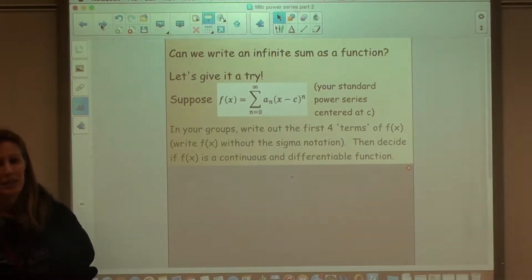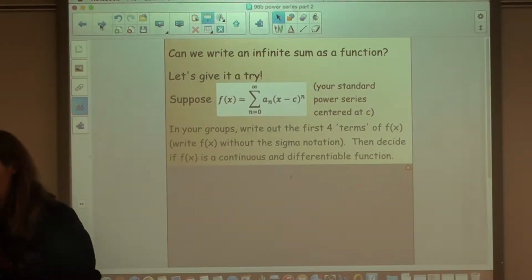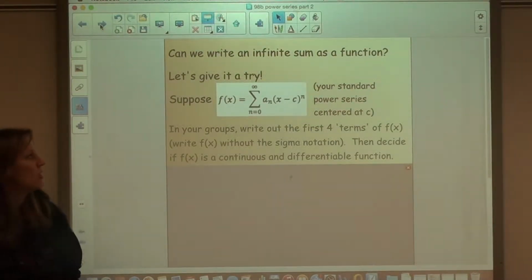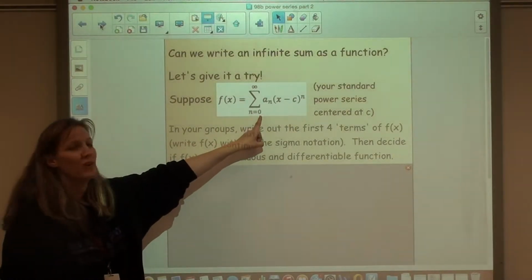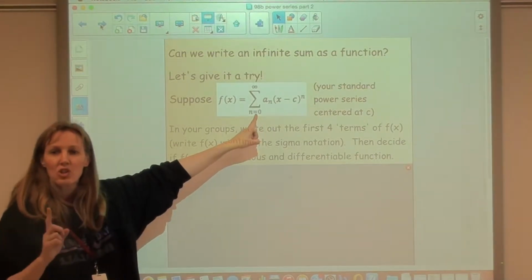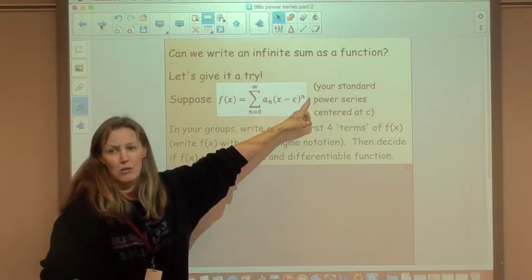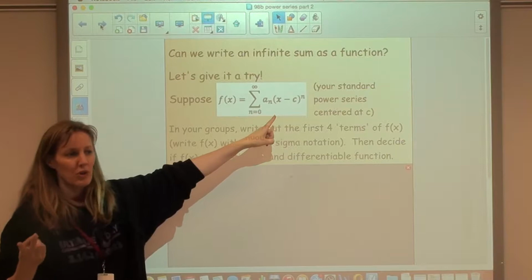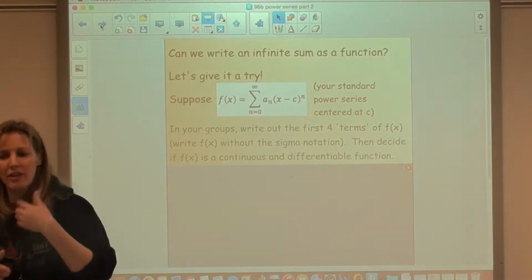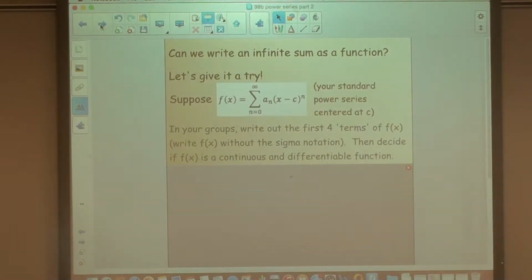I want you to take a minute and write out the first 4 terms of f of x. And I'm going to get you started. To get the first term, you plug a 0 in for n. So your first term would be a sub 0 times x minus c to the 0. Alright, just plugging in the first 4 numbers for n. Go ahead and do that. The first for n equals 0, n equals 1, n equals 2, n equals 3. Write out the first 4 terms of f of x.